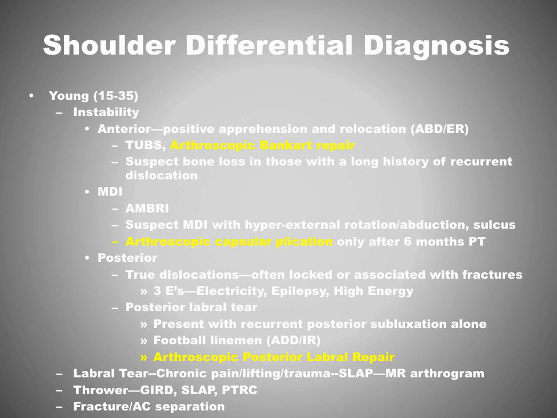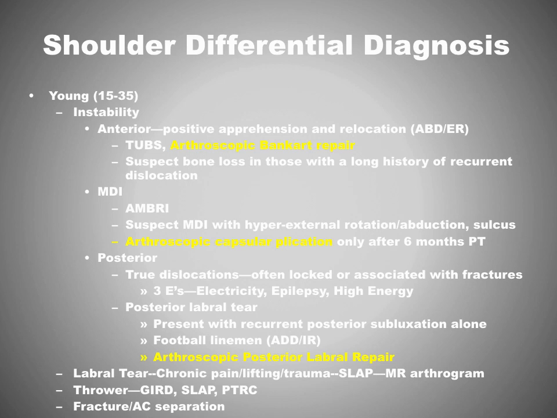So in these young patients that are unstable anteriorly they'll have a positive apprehension and relocation sign, especially in abduction external rotation. And this is the mnemonic. Traumatic unidirectional Bankart lesion usually requires surgery, TUBS. We'll do an arthroscopic Bankart repair. If someone's had a ton of dislocations, we'll suspect bone loss, and we can start thinking about a Latarjet.